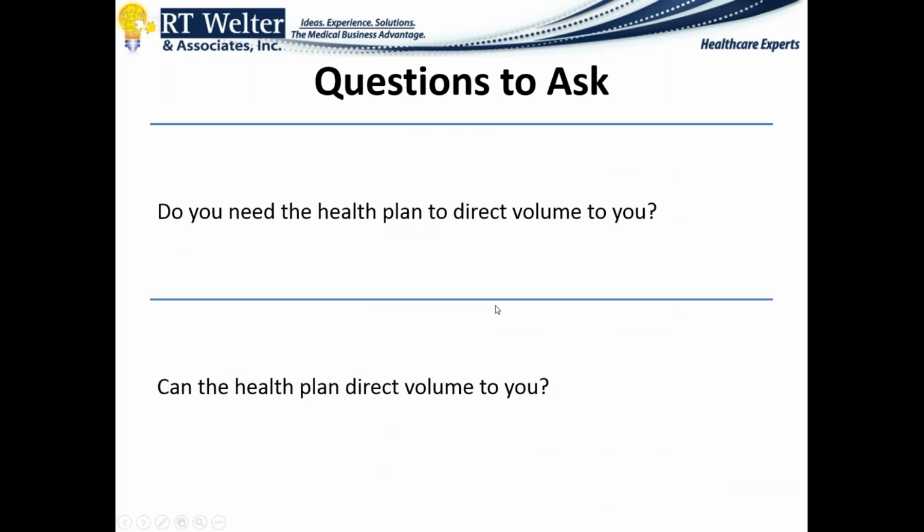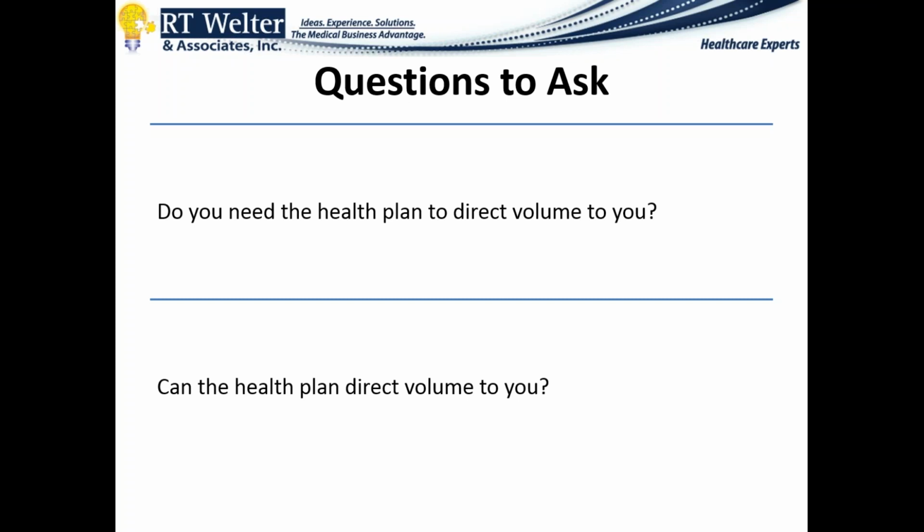Some questions to ask when you are approaching the negotiating process. Do you need the health plans to direct volume to you? If you do, that's fine. Typically how it works is if you are asking health plans to direct volume to you, they are going to ask for a discount. So it's essentially a discount for volume model.